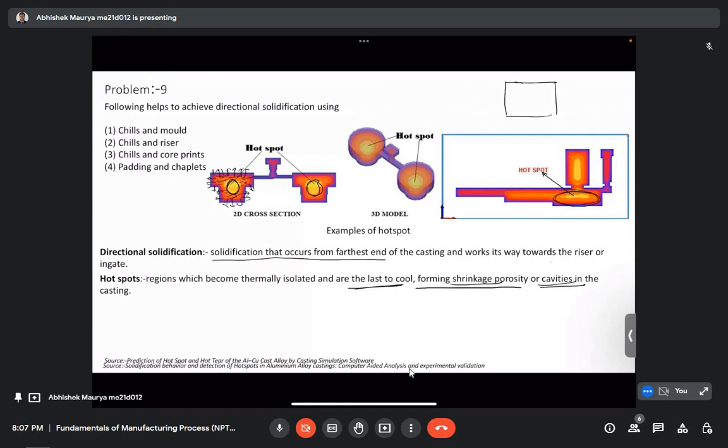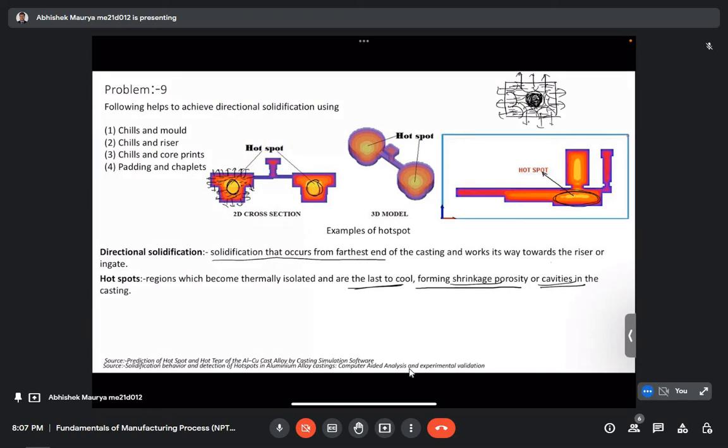Like this is the region where it is filled by the molten metal, and as soon as the molten metal is poured inside the cavity, it will start solidifying by transferring the heat. This region will solidify first, then this, and at last this region will be left. And when this region solidifies, then the shrinkage process will happen.